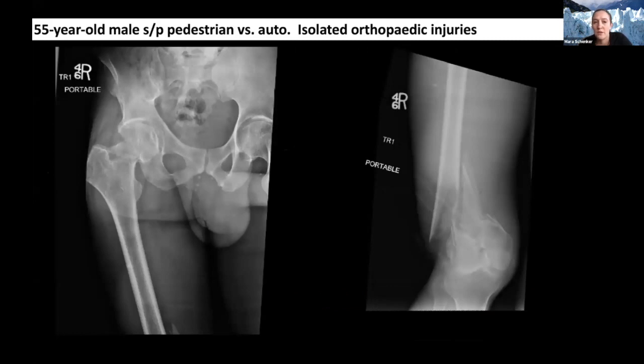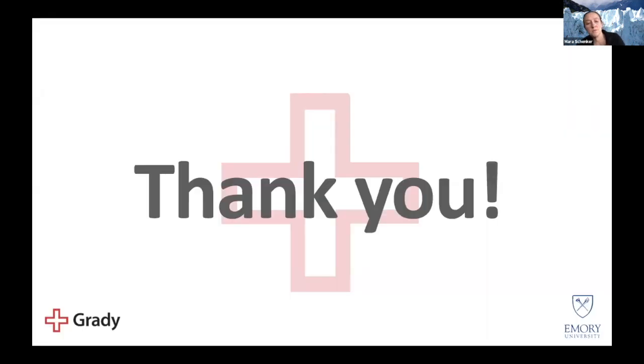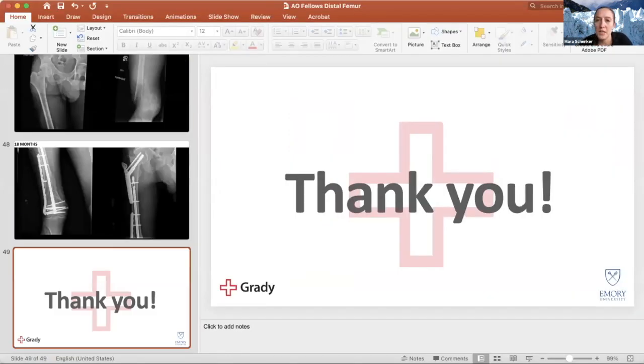So this was a 55-year-old guy, pedestrian versus auto, who has a comminuted intra-articular distal femur fracture with a pertrochanteric fracture that extended into the neck on that ipsilateral side. And this is what he got. He got a whole lot of metal in his leg, but went on to union at 18 months. So thank you very much.